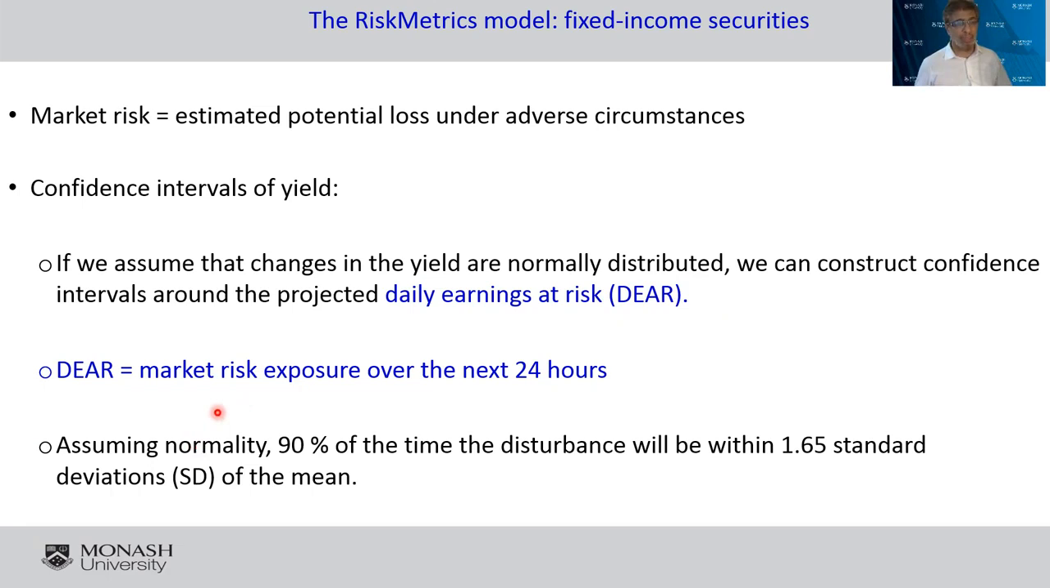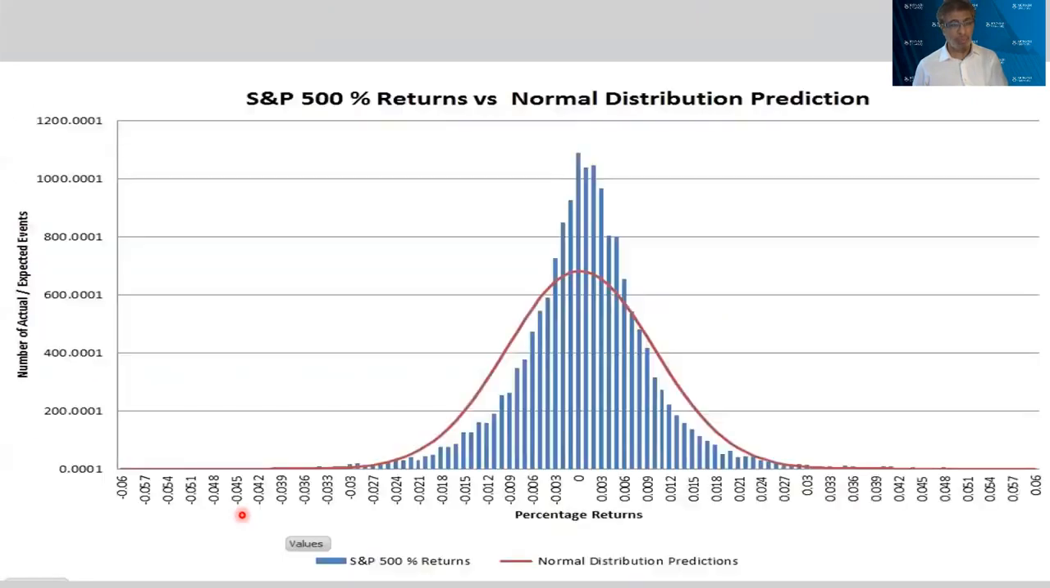So the DIR is the market risk exposure over the next 24 hours, and we are assuming normality with 90% confidence, which means we take 1.65 standard deviations from the mean. And I will tell you why this is how it looks.